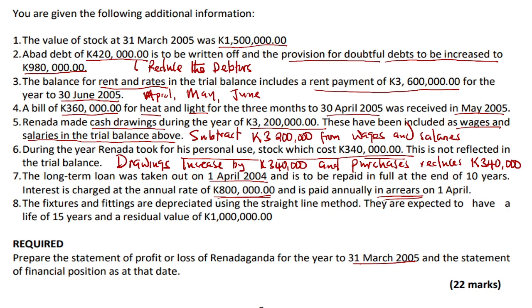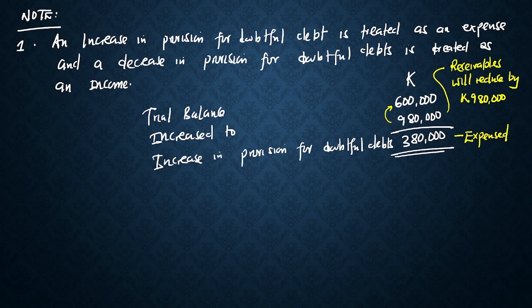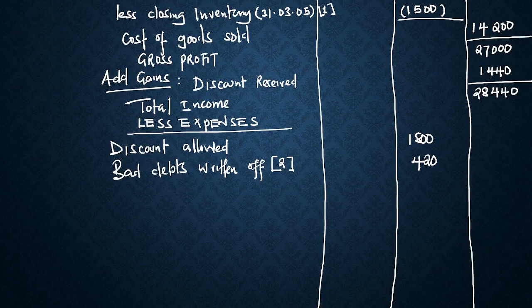Okay, what other expense do we have? Remember our working? We said something should be expensed there, not so. Yes, the provision for doubtful debts. So which value are we expensing? The 3.8. 3.8. So increase in provision for doubtful debts.